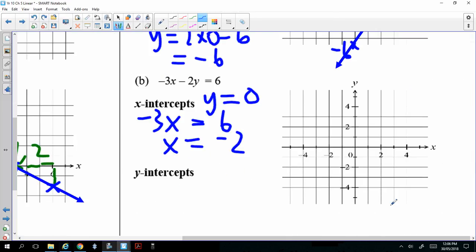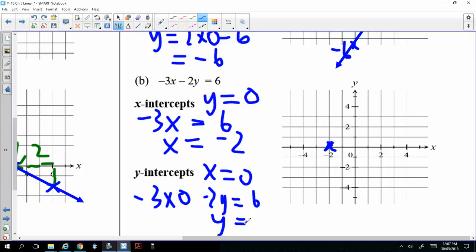And then the y-intercept is to substitute x equal to 0. Negative 3 times 0 minus 2y equal to 6. So y equal to negative 3. Get 2 points. And then just join the dots. And of course you will put arrows on both ends.